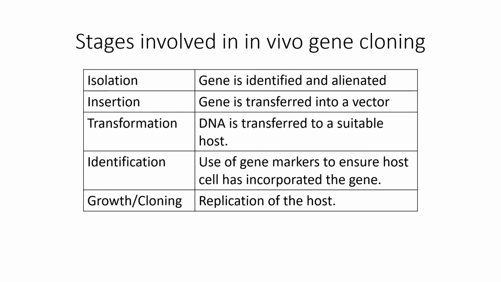Now, when we talk about in vivo gene cloning or gene technology, we're actually talking about a number of stages of a process. We start with the isolation part, we then do an insertion, transformation, identification, and growth and cloning. And those 5 stages combined make up in vivo gene cloning.